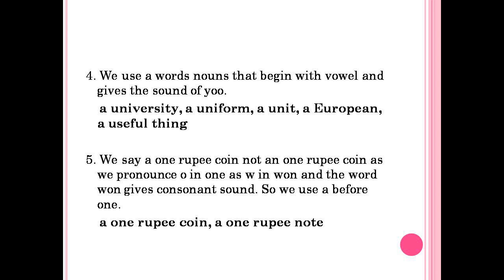Rule 5. We say "a one rupee coin" and not "an one rupee coin", right? We pronounce O in "one" as W in "one", and the word "one" gives a consonant sound. We begin "one" with O and E. O is a vowel, but it has a consonant sound when we say "one", the same sound which W has.